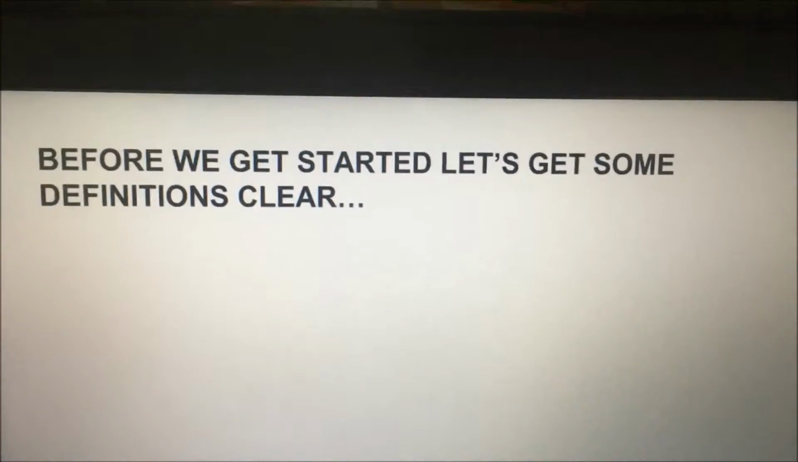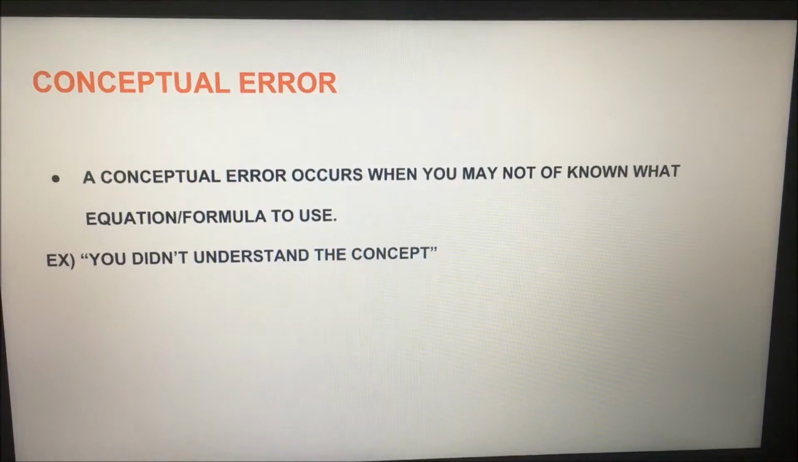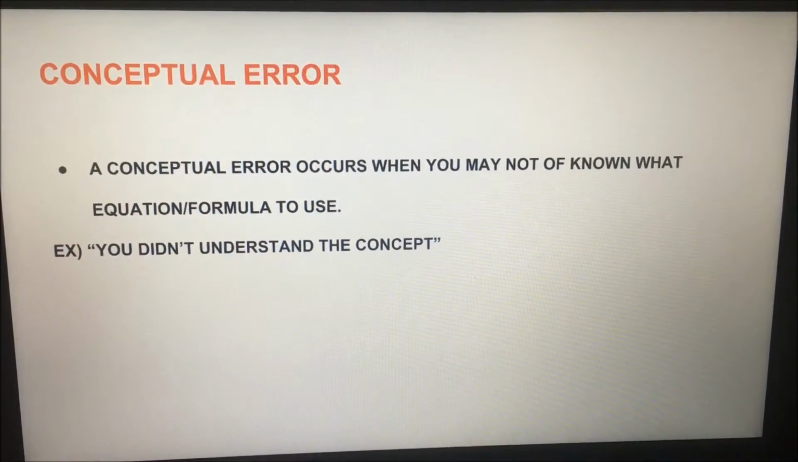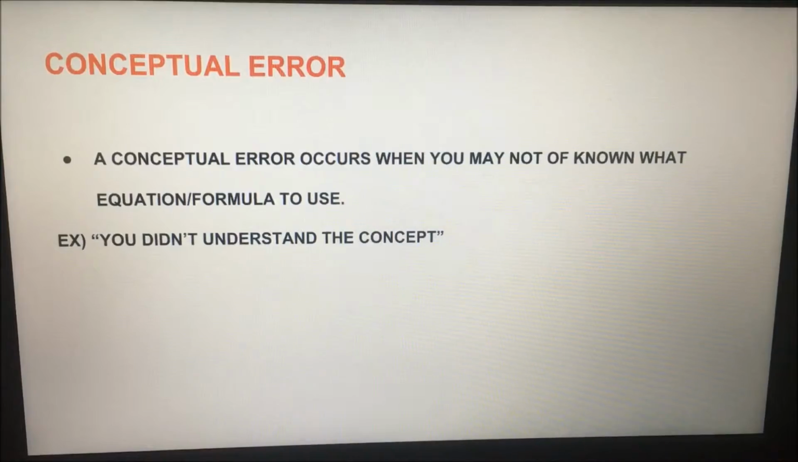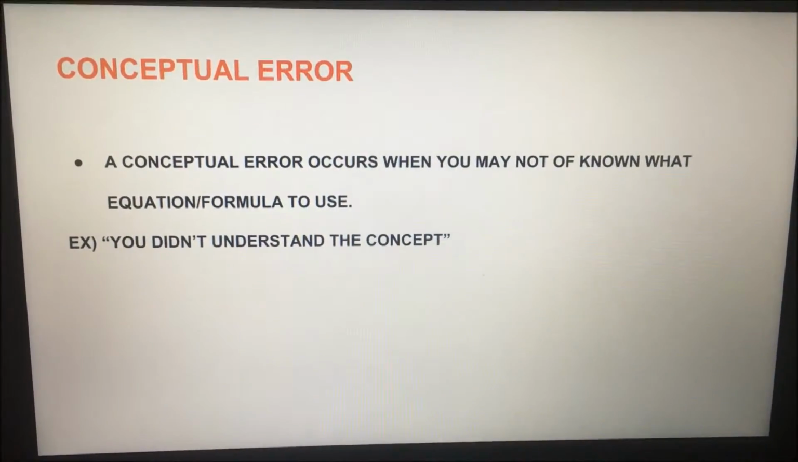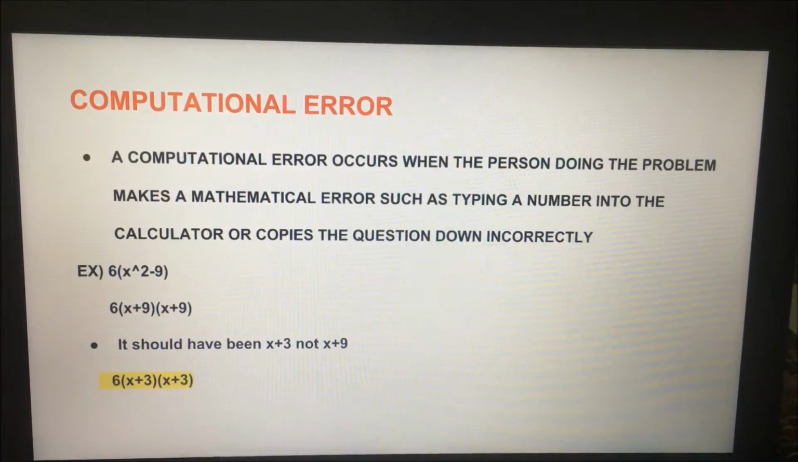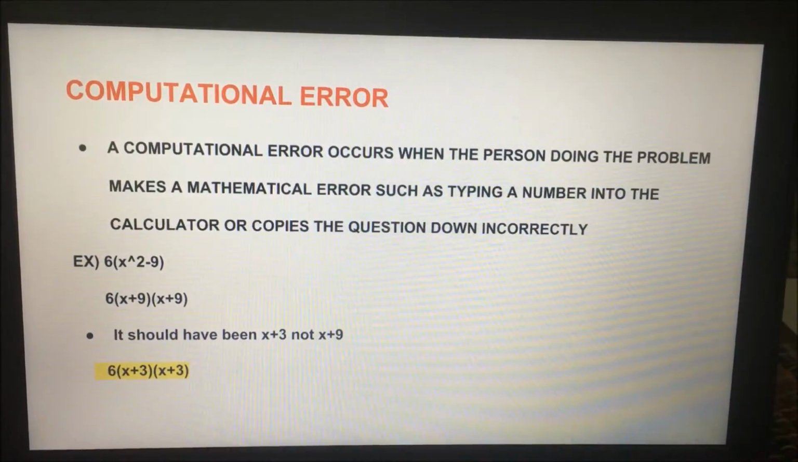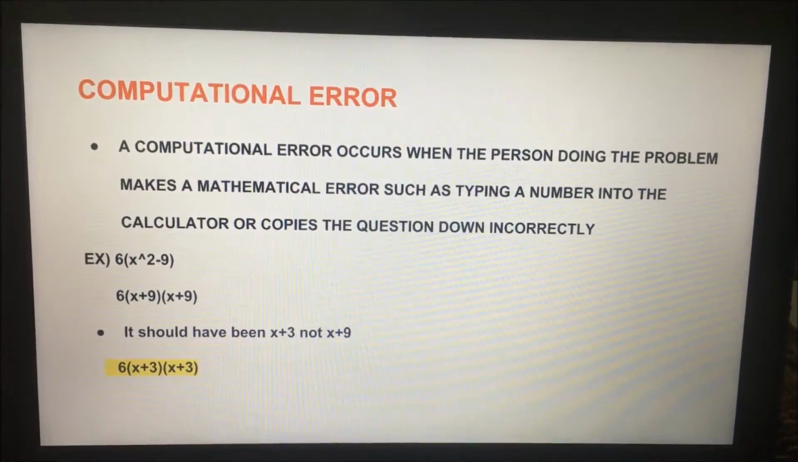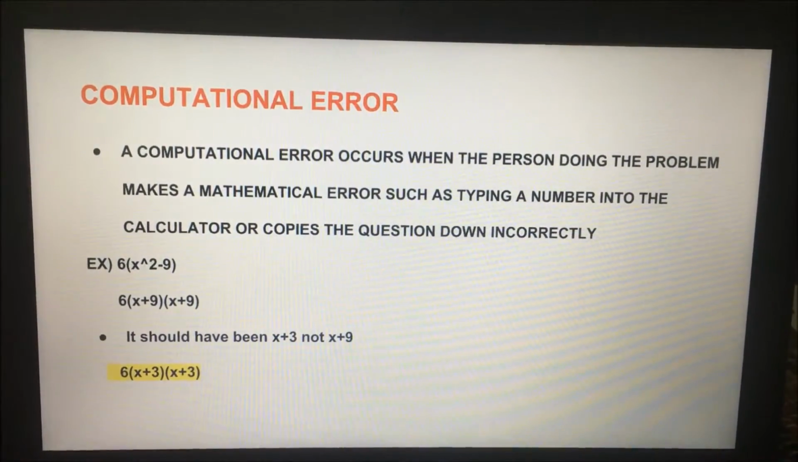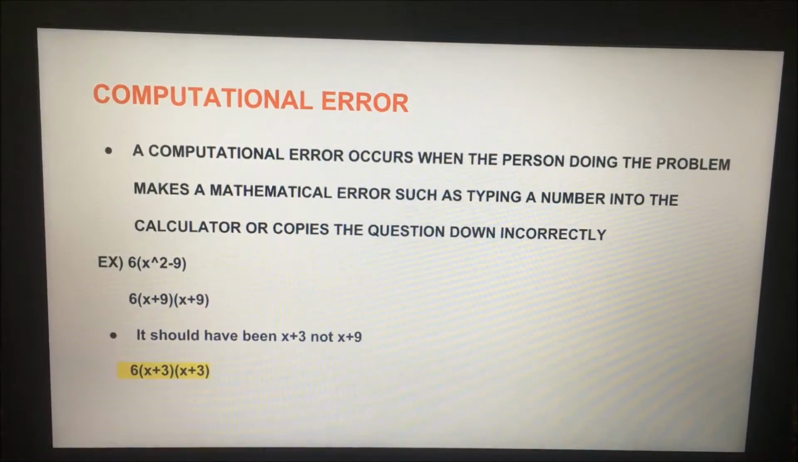Before we get started, let's get some definitions clear. Conceptual error. A conceptual error occurs when you may not know what equation or formula to use. Example, you didn't understand the concept. Computational error. A computational error occurs when the person doing the math problem makes a mathematical error such as typing a number into the calculator or copies the question down incorrectly.